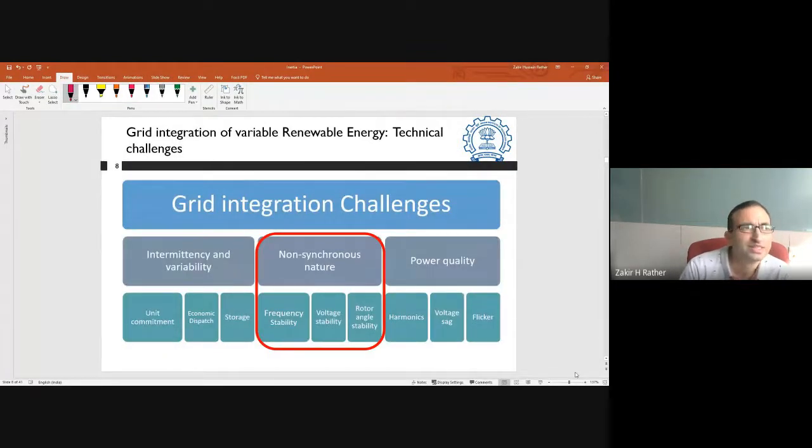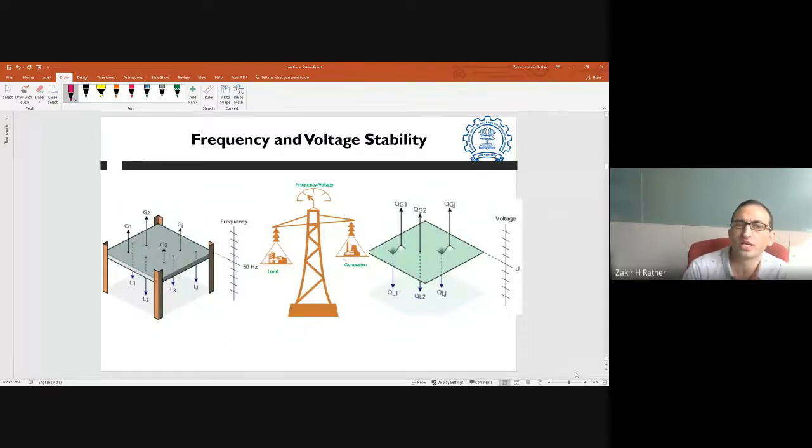And this lack of inertia contribution from these renewable sources poses a challenge to the stable operation of the grid. See, one of the fundamental requirements of operating an AC grid is that there should be instantaneous balance between generation and load.